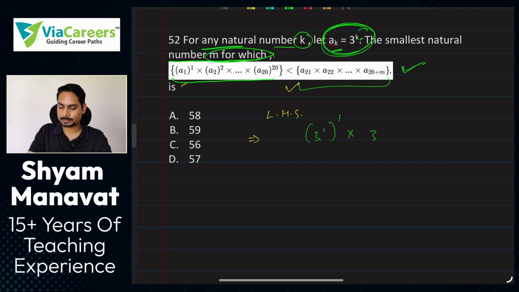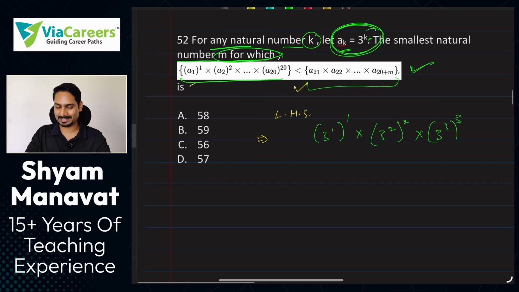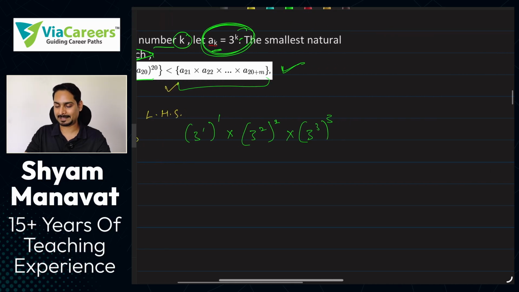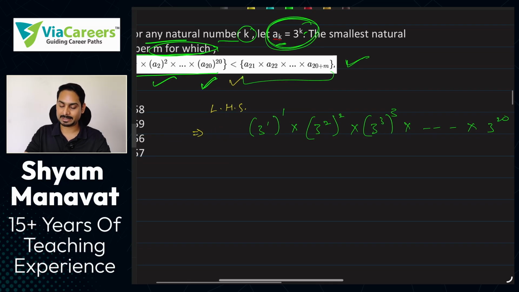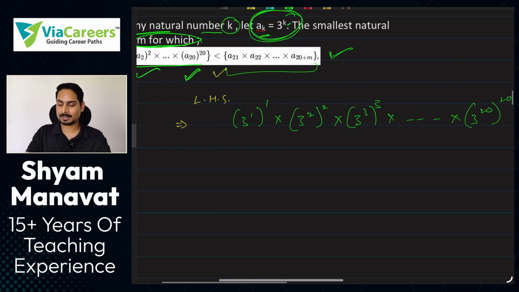Then 3 to the 2. A2 is 3 to the 2 and raised to 2. Multiply by, it keeps going like this. Let's write one more term. I feel like writing it. Okay, I want to write this. Okay. 3 to the 3 raised to 3. Okay, that's as per the question we are going with the same series. Series or progression, you can call one of them. Now here last is 3 to the 20, because here you have A20. So 3 to the 20 and whole raised to 20 here, right?